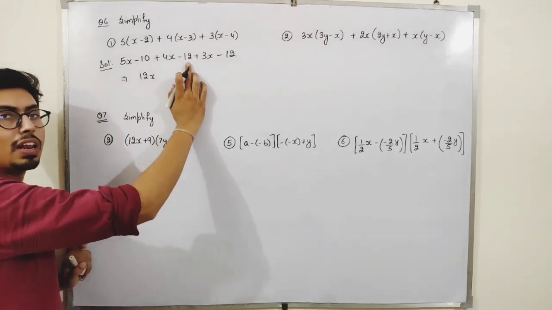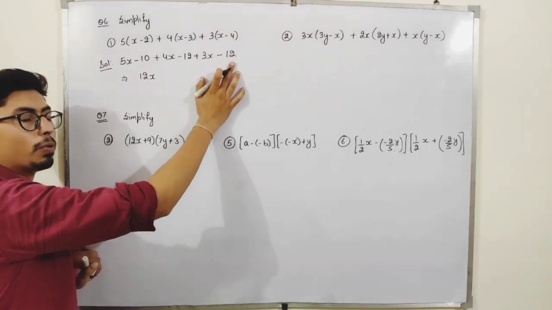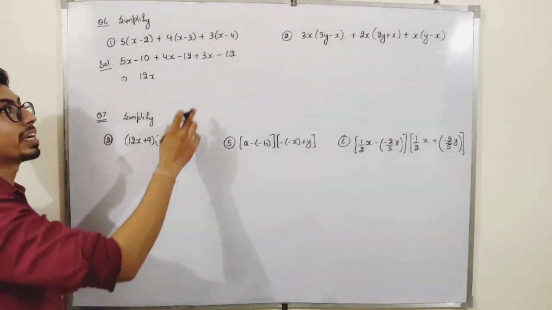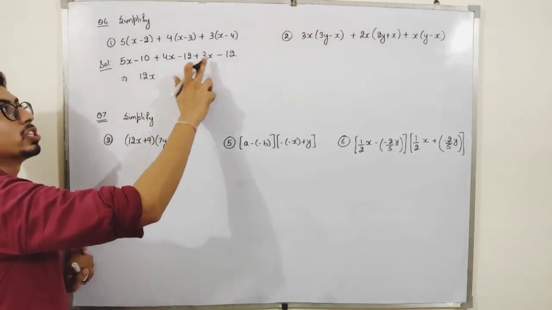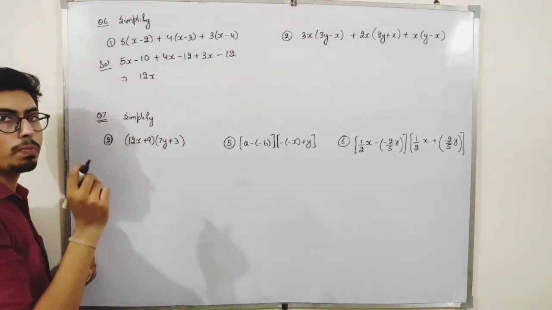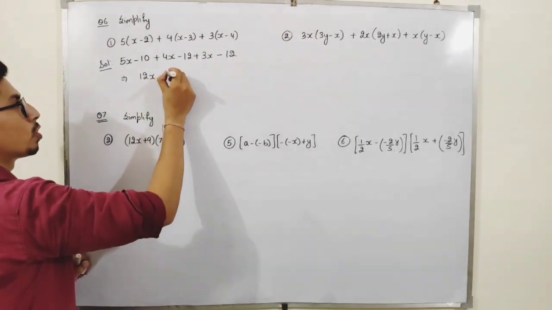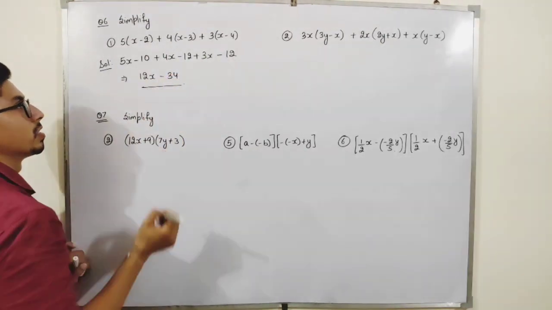Minus 12, both are with a negative sign. So just add them and put a negative sign. And similarly for this, so minus 12, minus 10. So 12 and 12 is 24. 24 and 10 is 34. So this will be our required answer.